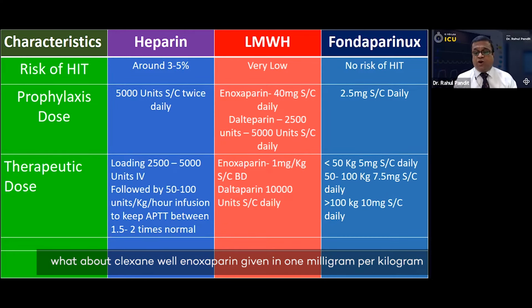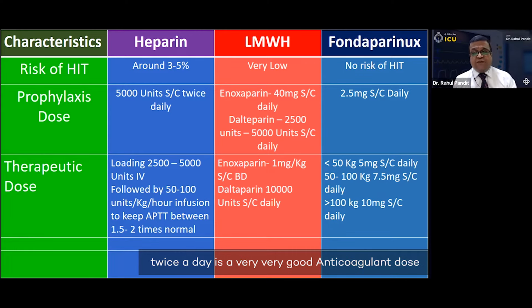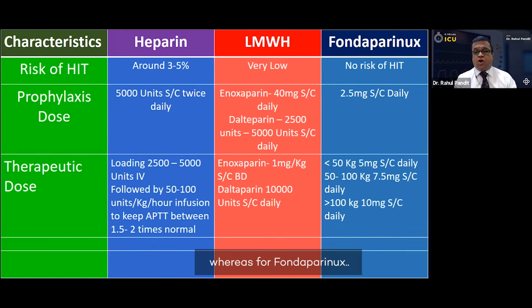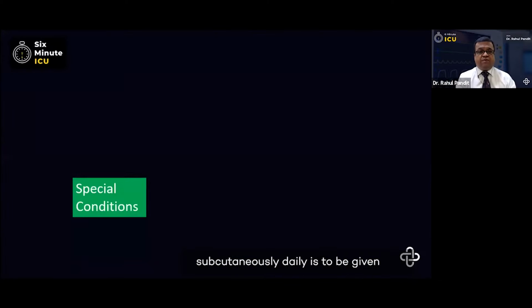What about Clexane? Well, enoxaparin given at 1 milligram per kilogram twice a day is a very, very good anticoagulant dose, and dalteparin 10,000 units subcutaneously daily. Whereas for fondaparinux, if you've got a patient less than 50 kgs, 5 milligrams; 50 to 100, 7.5 milligrams; and more than 100, 10 milligrams subcutaneously daily is to be given.